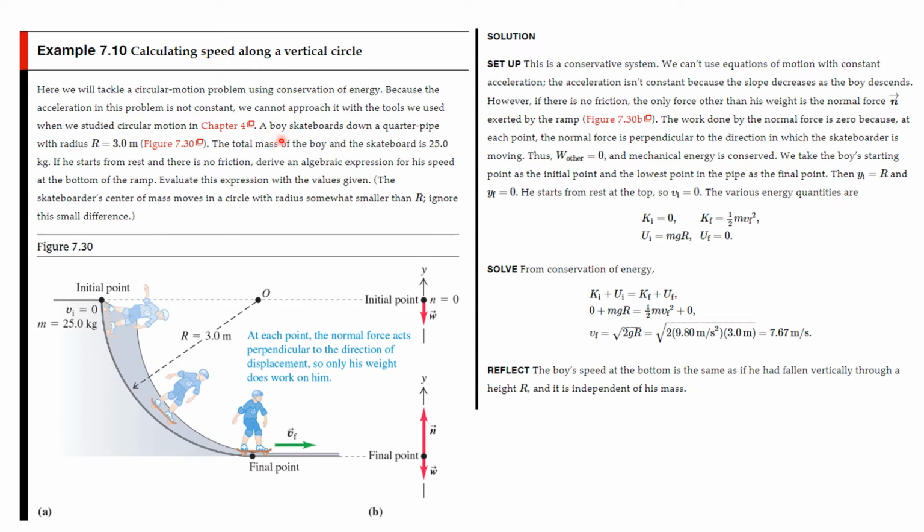So a boy skateboards down a quarter pipe with radius r equal to 3 meters. So that is the radius of this quarter pipe. Now, as you're going down, the total mass of the boy and the skateboard is 25 kilograms. So he starts from rest, and we say there is no friction, and so he starts going down the ramp, and the potential energy will change into kinetic energy.